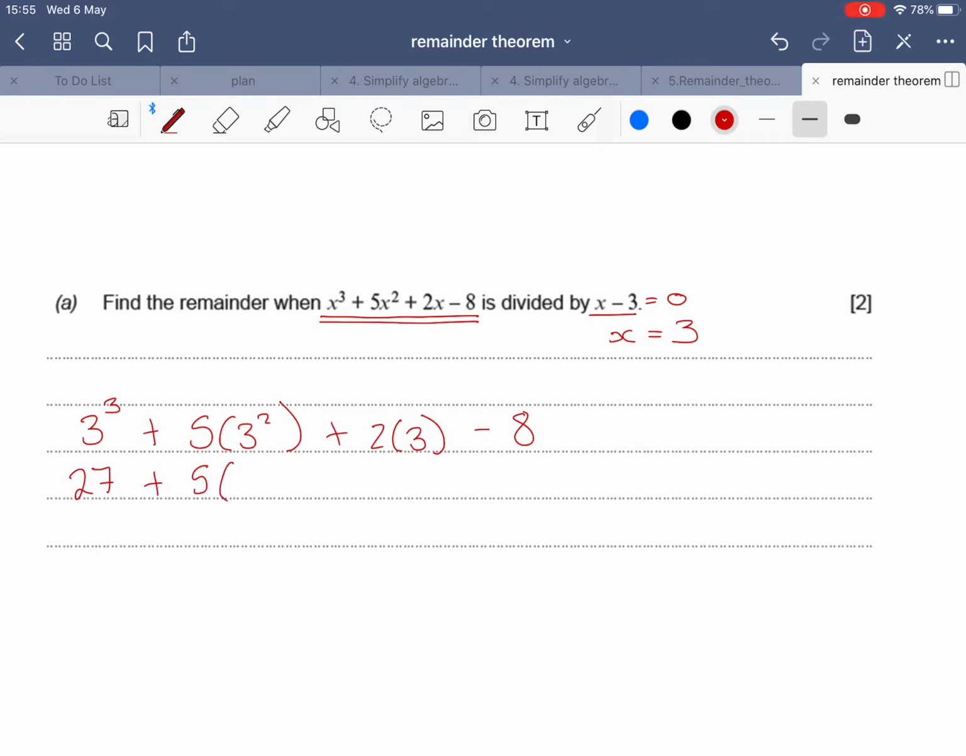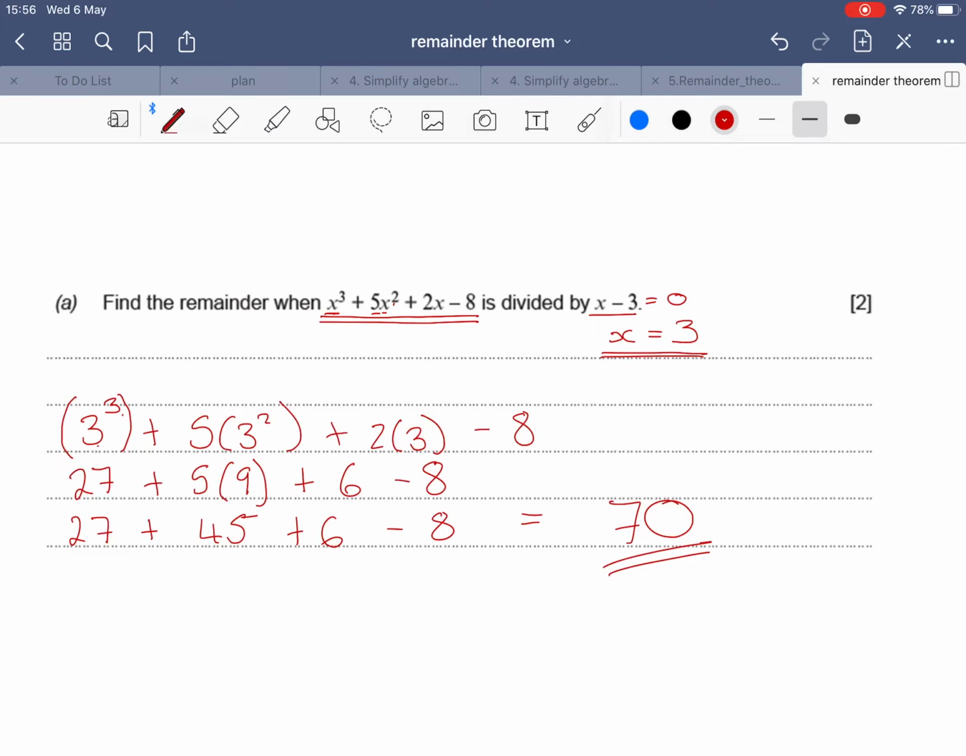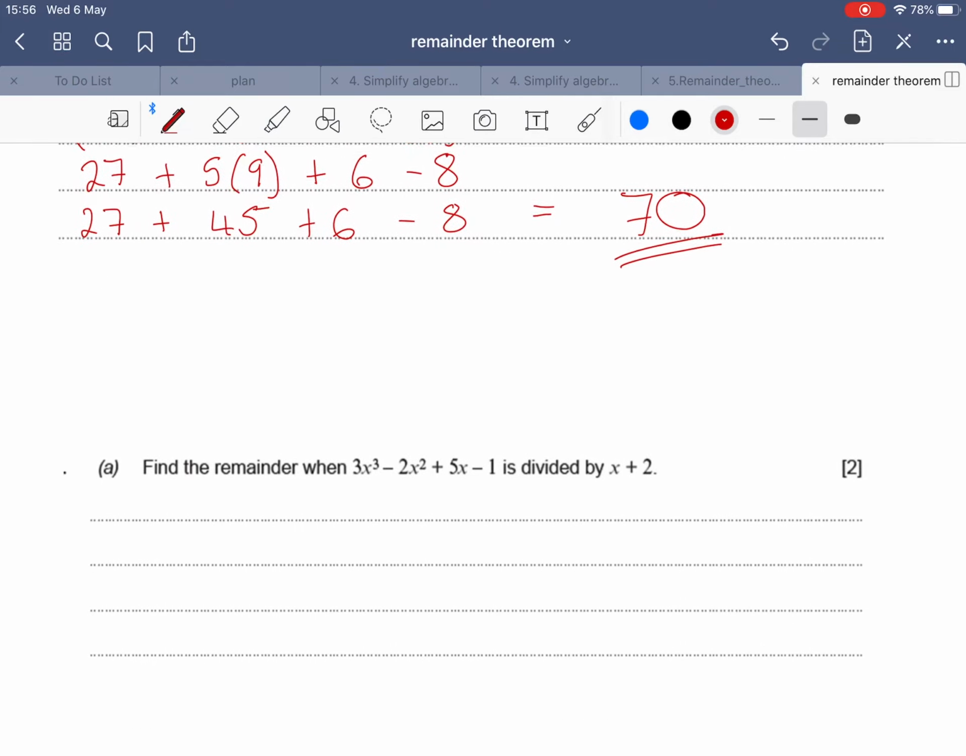3 cubed, 27, add 5 lots of 3 squared, which is 9, plus 2 times 3, which is 6, minus 8. So I'm putting brackets around these where the x's were basically. So instead of x cubed, I've got 3 cubed. Instead of 5 times x squared, I've got 5, and then 3 squared. Again, so I've got 27, plus 5 nines, 45, plus 6, take away 8, so 27 plus 45 plus 6 minus 8, and that gives me 70. So nice round numbers. All we did, x is 3 in this case, substituted in.